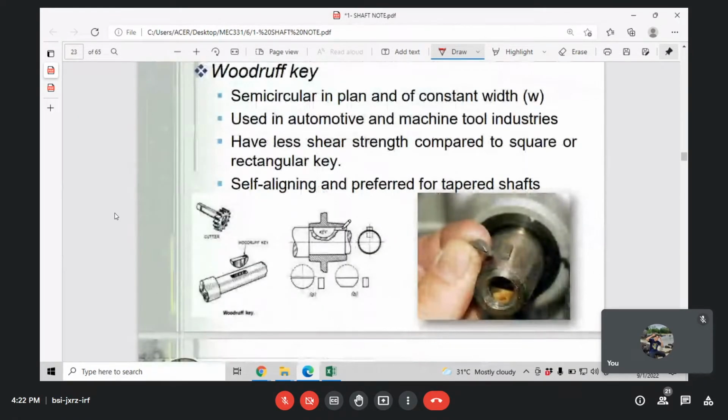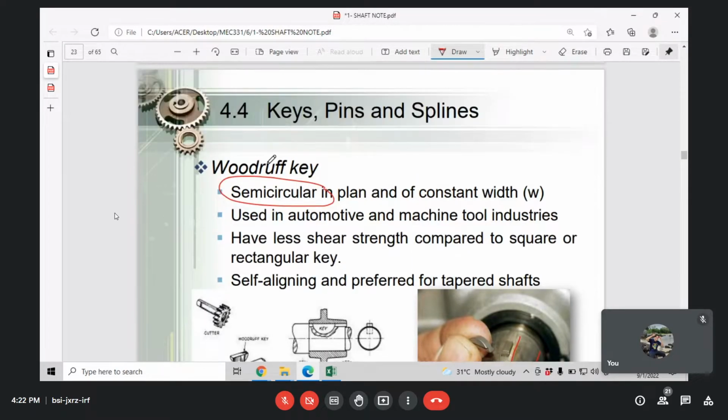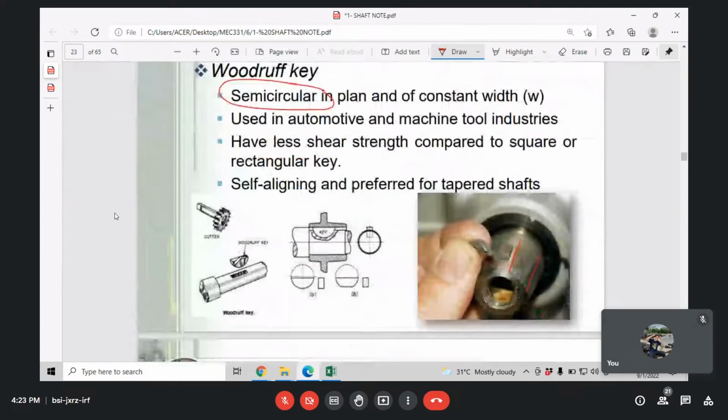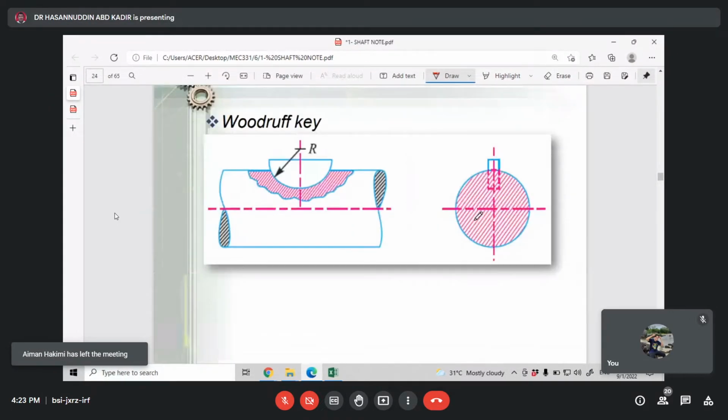There is also a key we call semi-circular, but not quite a semi-circle here. This part usually has a shape or what we call an angle here. So it is most suitable to apply the Woodruff key here. The earlier one was flat, but this one is a Woodruff key. For the Woodruff, it is more self-aligning. We can make it self-aligning compared to the tapered shaft. The shape is similar, but the function is the same: we want to transfer the torque from the component to the shaft.